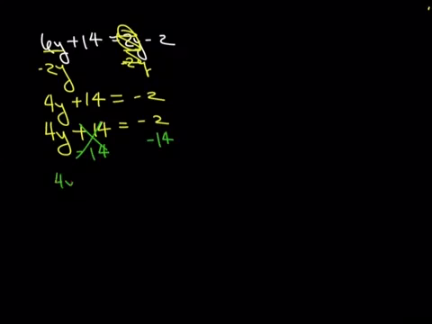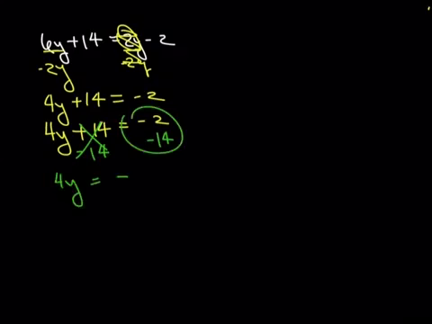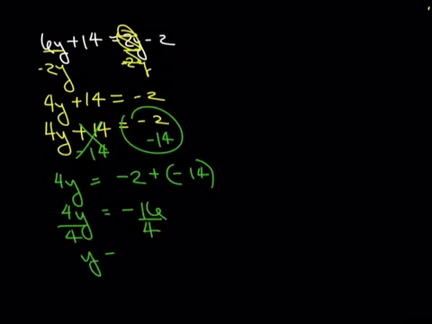We get 4y equals negative 2 minus 14, or plus negative 14 if you want to write it that way. Largest number is negative, signs are the same, so we add them. Divide by 4, and y equals negative over a positive is a negative. 16 divided by 4 is 4. So for 62, the answer is negative 4. So that's it for lesson 2.3.